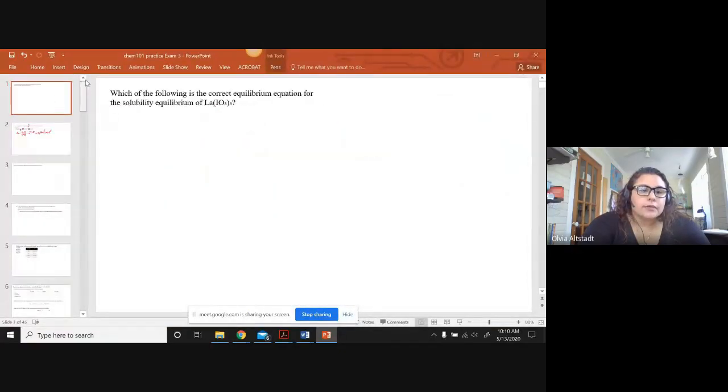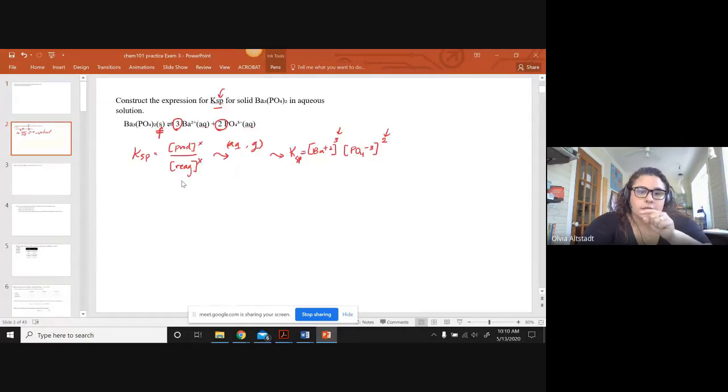So on exam 3, this was an issue that I saw. We discussed that it's products or reagents, and that you don't include the solid expression in your KSP. Then your exponents are the coefficients of the products. Any questions? This is number 2 of exam 3.